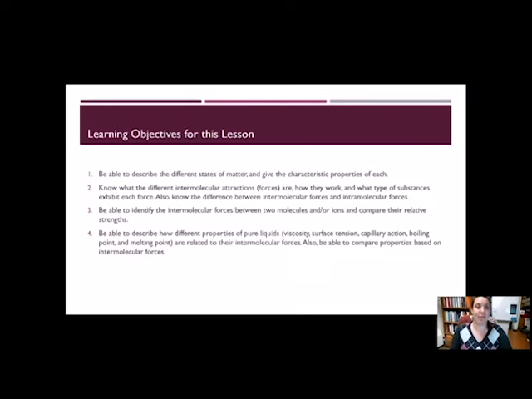Then our next learning objective is to be able to identify the intermolecular forces between two molecules and/or ions and compare their relative strengths. Our last learning objective for this lesson is to be able to describe how different properties of pure liquids, viscosity, surface tension, capillary action, boiling point, and melting point, are related to their intermolecular forces. So intermolecular forces are the big theme of today's lesson. We need to make sure we have a really good understanding of those intermolecular forces and how they work. We also want to be able to compare relative properties based on intermolecular forces.